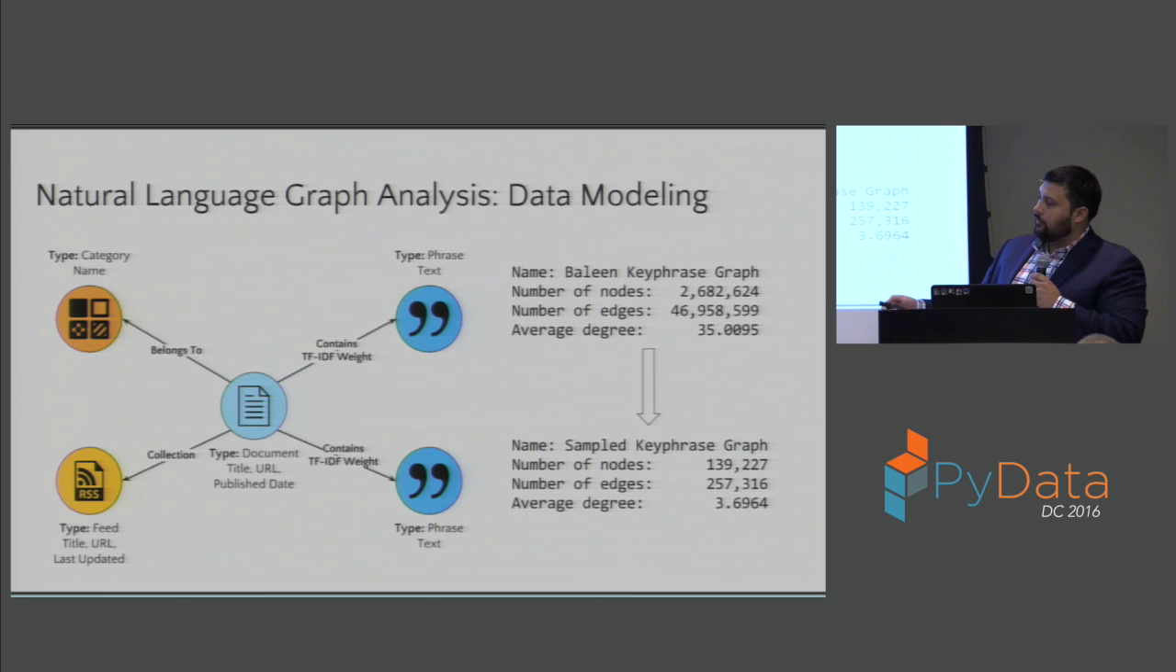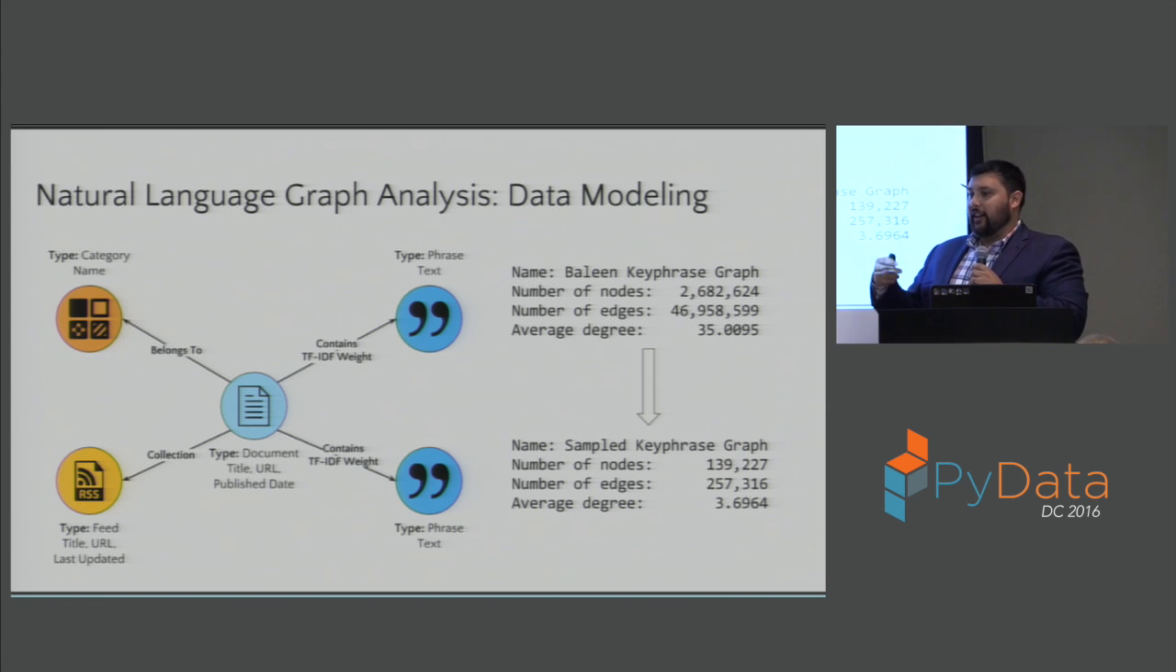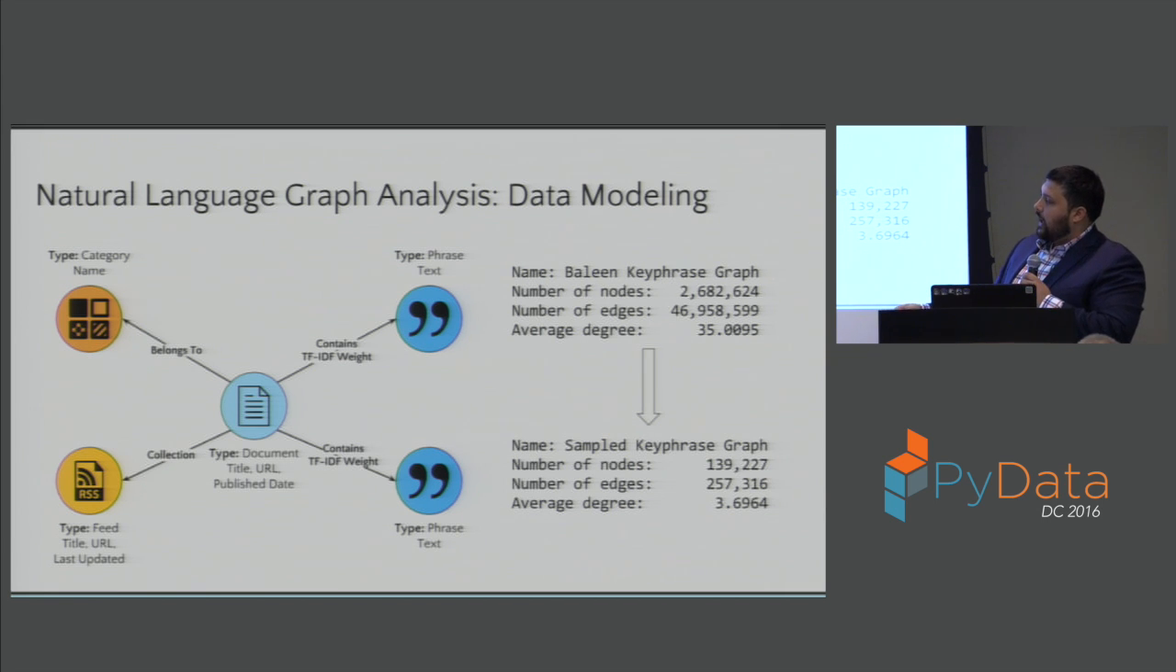If you look at the model for our graph here, we have category: there are 13 categories, like cooking, data science, news, politics, and sports. We have feeds, and feeds can belong to a category. Then we have our central thing, the document, the article that we pulled down. Documents are attached to categories and to feeds. And attached to the document are the key phrases, and you can see that the edges are weighted by TF-IDF.